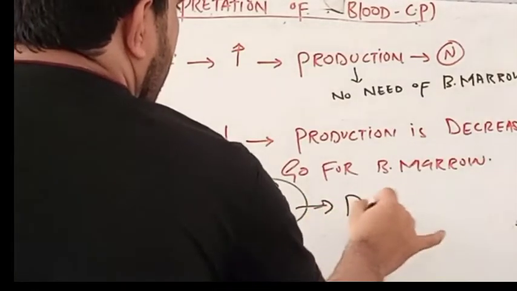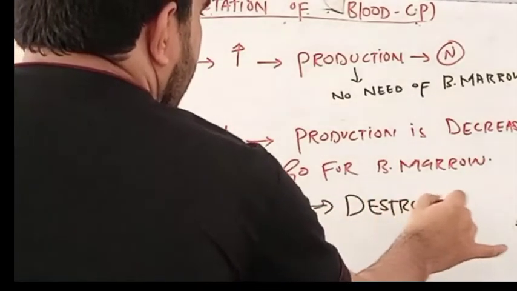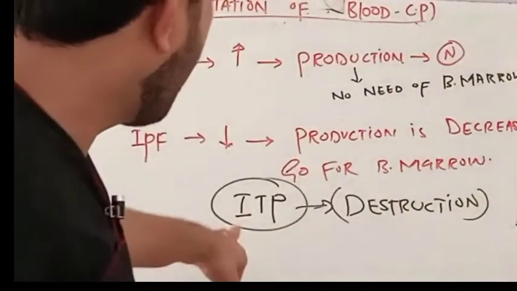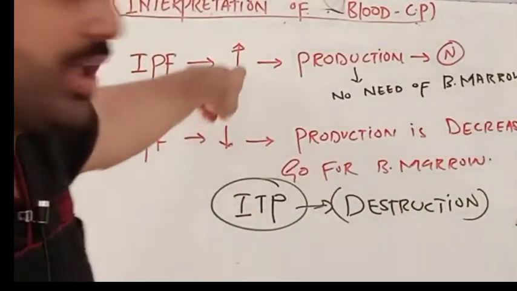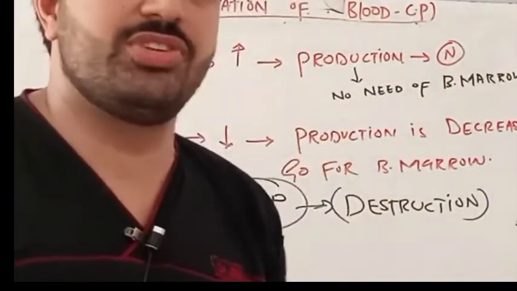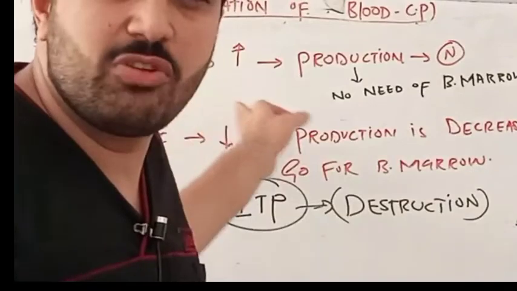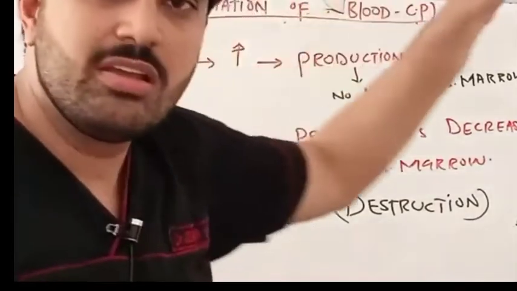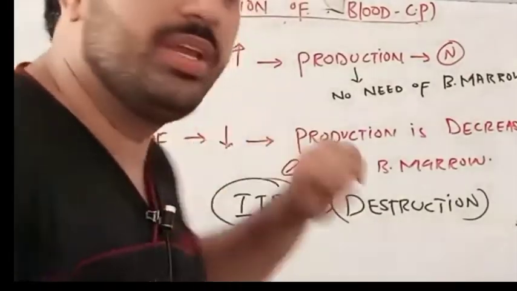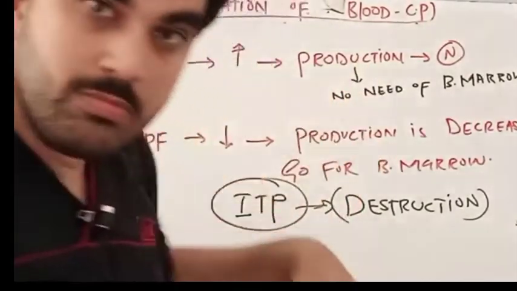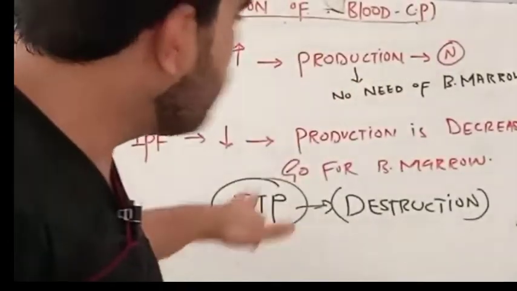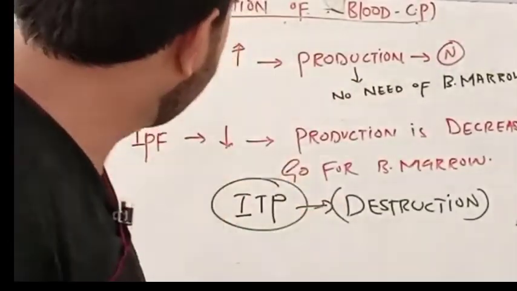The antibody mediated destruction of the platelet is the problem. So in ITP, IPF will be high. So if you suspect ITP, you go for simple investigation, that is IPF, immature platelet fraction. If that is high, it means production is normal. So there is a high suspicion of ITP. If the IPF is low, it means the production from the bone marrow is abnormal. So you can easily exclude the ITP by looking at the IPF.